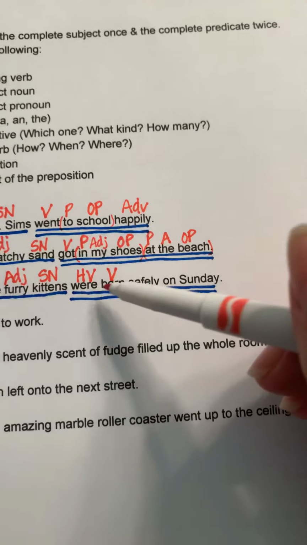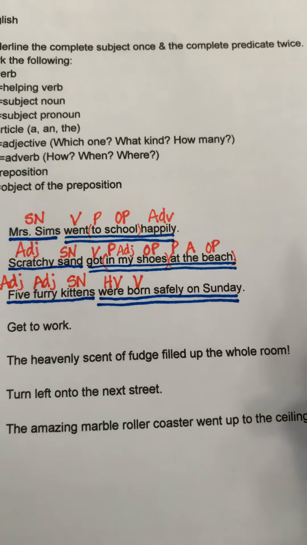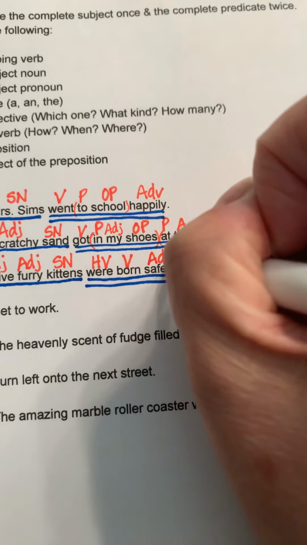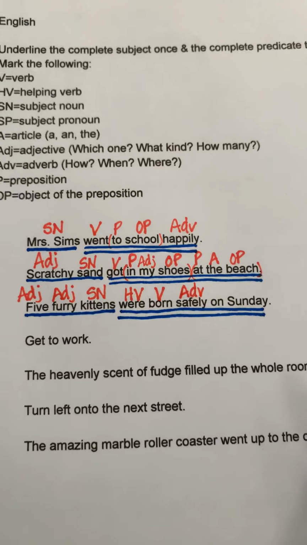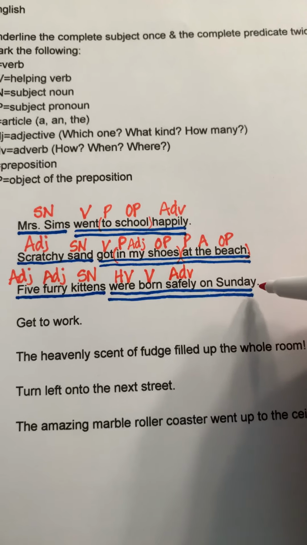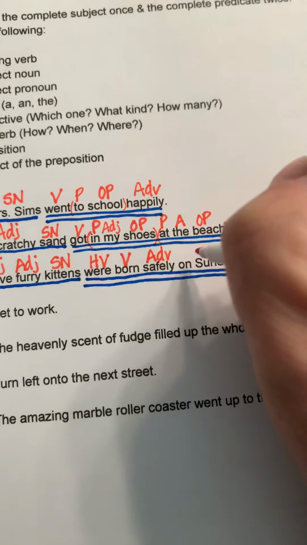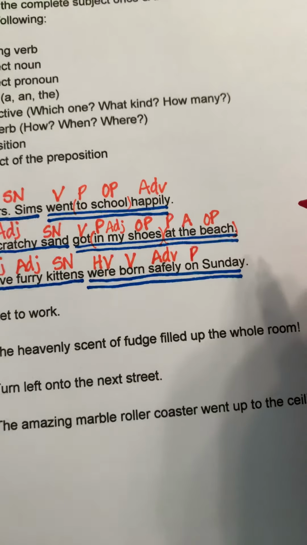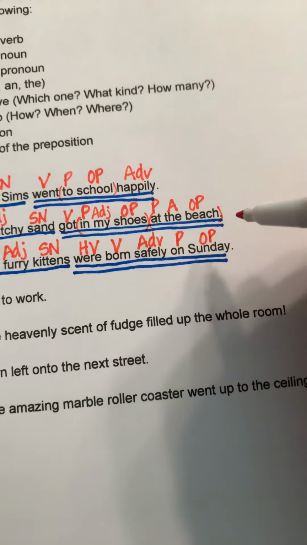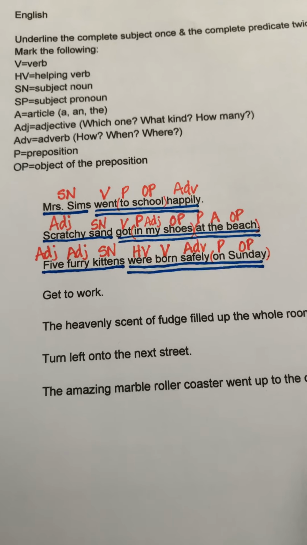And then let's ask questions about our verb now, our predicate part. Were born how? Safely. Adverb. And then it tells us when they were born, but we've got this extra little word, on, because a squirrel could go on the tree. That's our preposition. And then on what? On Sunday. So on Sunday is our prepositional phrase.